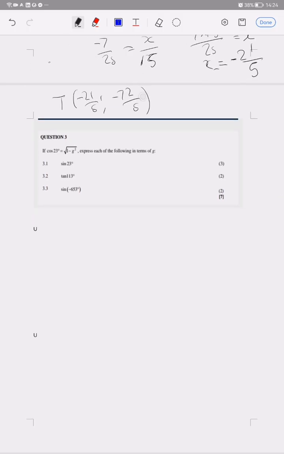Now let's come to this one. What am I having here? Why is this? There is a u here. All right, let's say we are given cos of 23. All right, cos of 23 is equal to square root of 1 minus g squared.